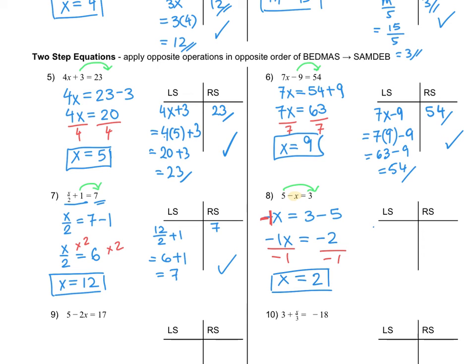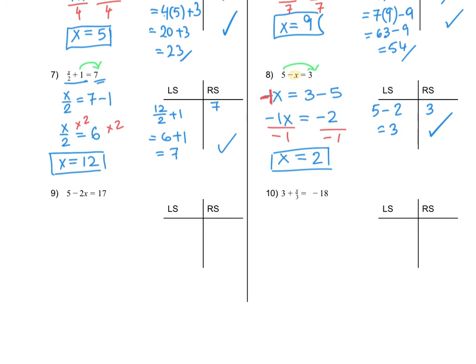Now for my check, 5 subtract x, which is 2. That gives me 3. And guess what? My right side is 3 as well. All right. Why don't you pause the video here and try number 9 on your own. Be careful with that negative in front of the 2. And once you're ready, come back to the video and check your work.